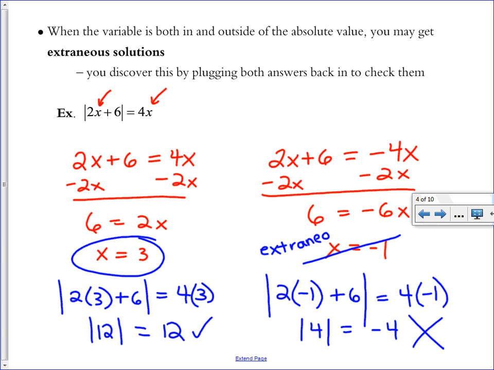It is necessary for you to show all of this work, show yourself checking it in, and then go back to your answer and cross it out or somehow indicate that it's an extraneous solution and it is not part of the solution set for this equation.